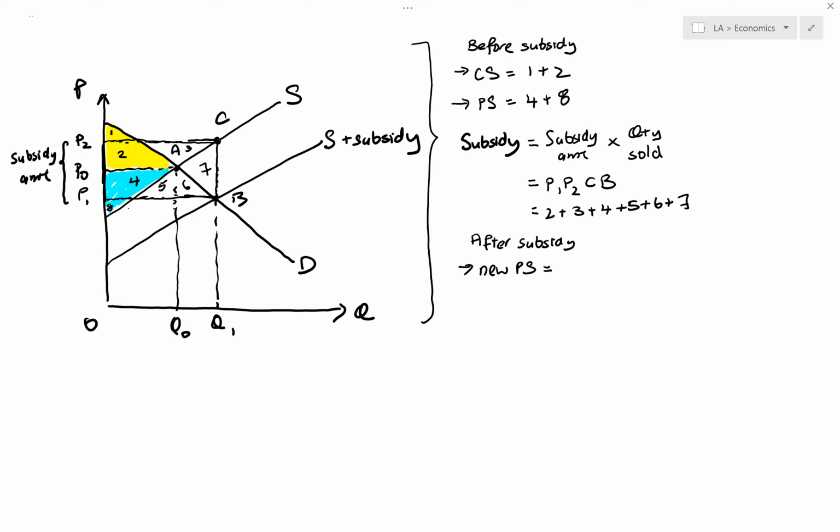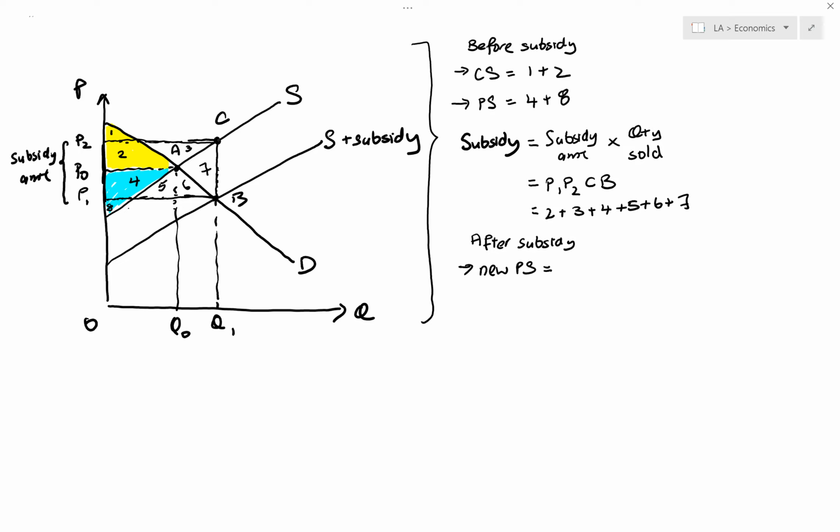So what happened is that the producer sells at the equivalent price P1, but the producer is going to get P2 because this amount is given to the firm. Understand? So let's say the market price is $10, but the subsidy is $5. So the producer will actually get $15. 10 plus 5, $15. The original producer surplus is 4 plus 8.